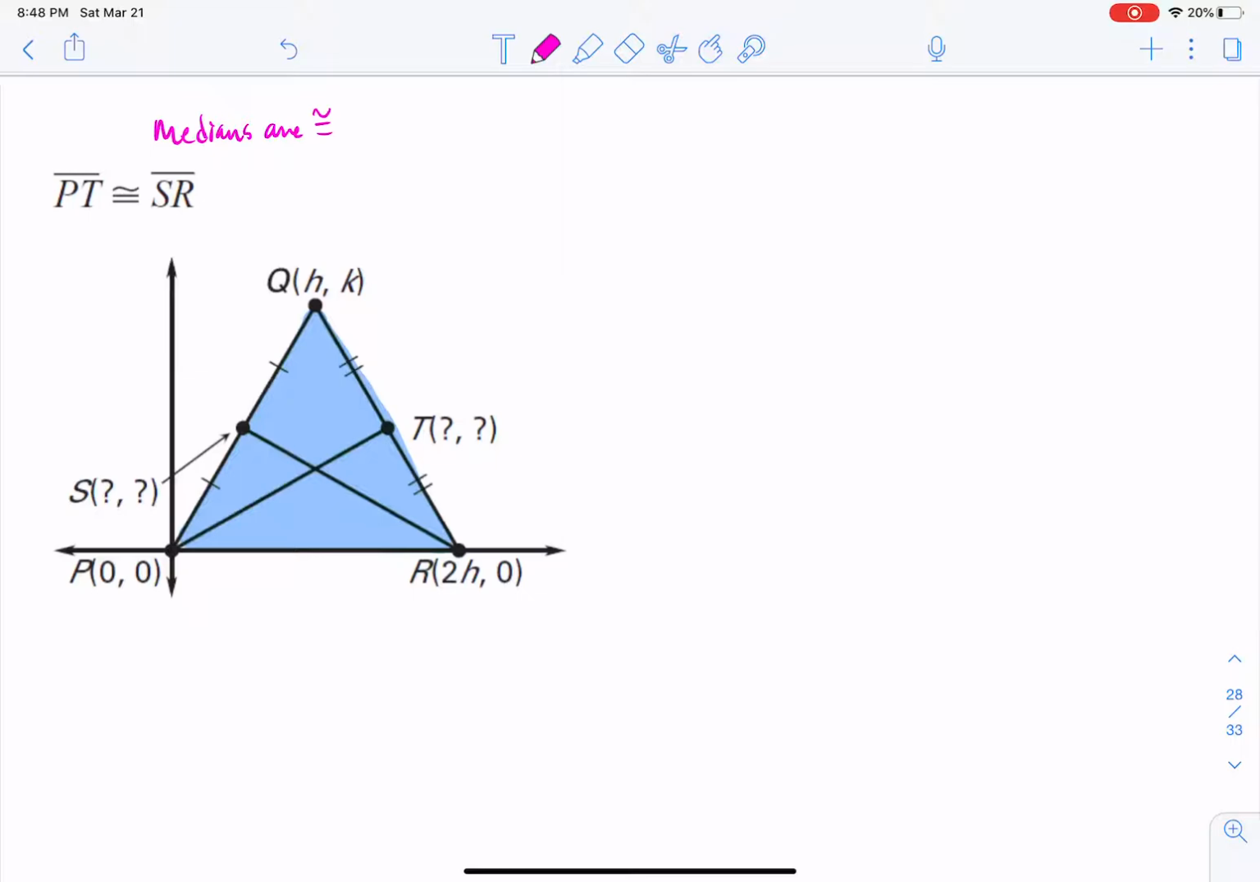What kind of triangle is PQR? Look at the coordinates. Look at each one of the vertices and how it's labeled. We've got the origin at P, and R is at (2h, 0), and Q is at (h, k), which puts H right here in the middle, making this thing an isosceles triangle. So this thing is isosceles.